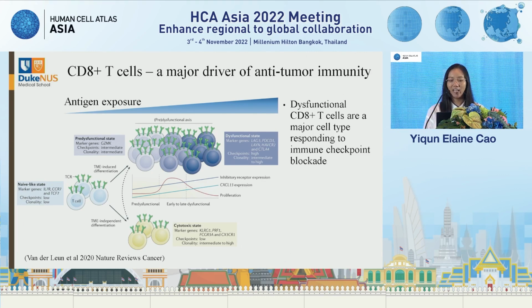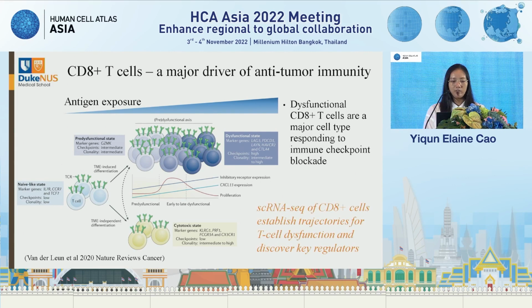And the increasing of CXCL13 expression. And also there's a burst of proliferative capacity near the early dysfunctional axis. Indeed, these dysfunctional CD8 T cells are a major cell type that responds to immune checkpoint blockade. However, the very late dysfunctional stage cells may have limited response to immunotherapy.